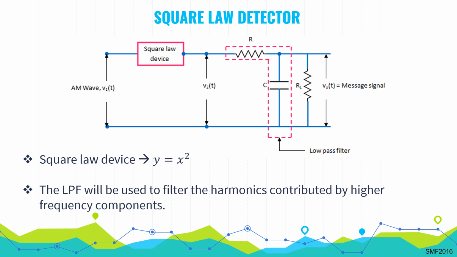Now, let's move on to the square law detector, another method for demodulating AM signals. The square law detector uses a nonlinear device, such as a diode, that follows the square law relationship y equals x squared. The AM signal is first passed through the square law device, and then through a low-pass filter, LPF, to remove the high-frequency components. The output of the square law detector is the demodulated signal, which corresponds to the original information signal.